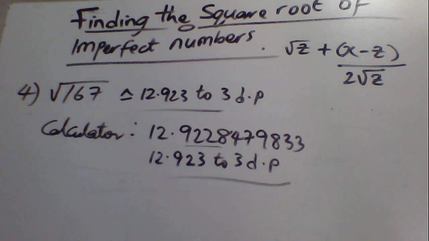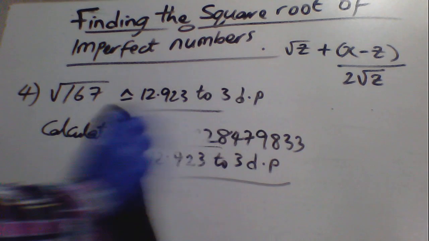So that is the answer today: finding the square root of 167 without a calculator. You see it, but we are not allowed to use a calculator. So our answer is 12.923 to 3 decimal places. Let's look at the 5th example.